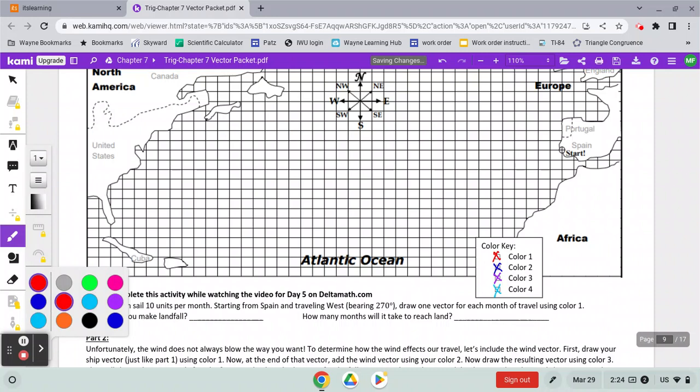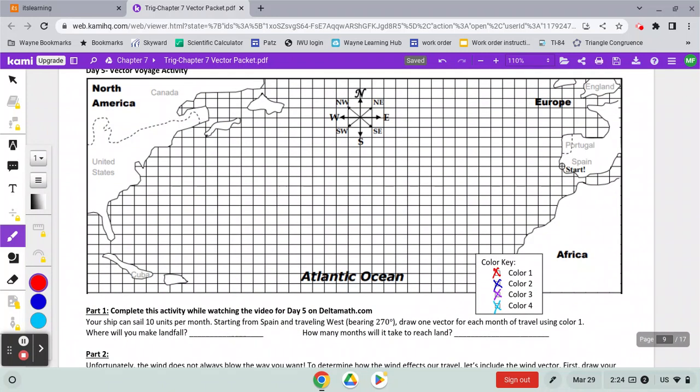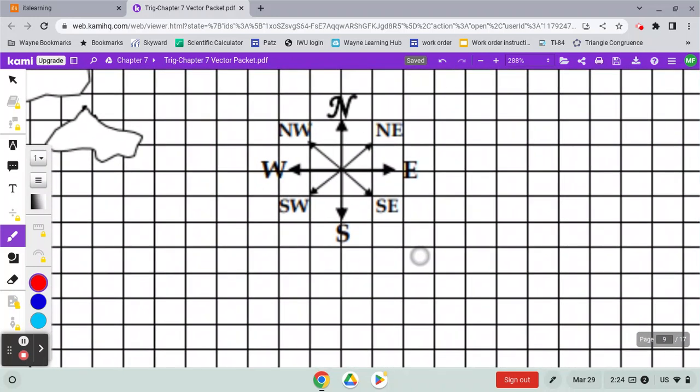All right. So if we look at this first problem, part 1, it says your ship can sail 10 units per month. Okay, so starting from Spain and traveling west, bearing 270 degrees. I want to make a point about that. Bearing 270 degrees, but it's west. You don't need to mark this on here, but let's look at our compass rose up here. 270 degrees west, if we think about it, that doesn't really make sense with what we've normally done.